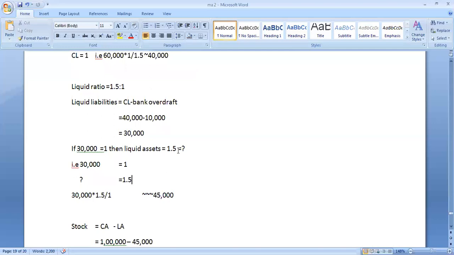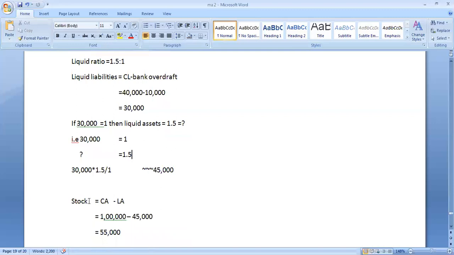Liquid assets considers all the assets except the stock and the prepaid expenses. While preparing the balance sheet, show stock, liquid assets, and fixed assets separately. Obviously, liquid assets and stock put together give you the current assets. But whenever a liquid ratio is given, you need to compulsorily find out the stock. Clear? So 45,000 will be the liquid assets.